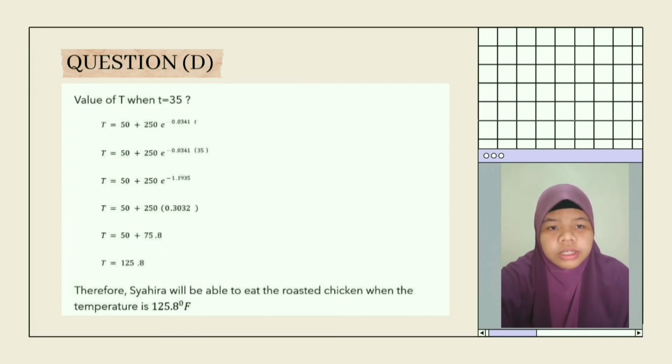So next, we substitute the value of time equals 35 in the equation. So, the equation will be T equals 50 plus 250 e power of negative 0.0341 times 35. So, the final answer of temperature is 125.8. Therefore, Syahira will be able to eat the roasted chicken when the temperature is 125.8.